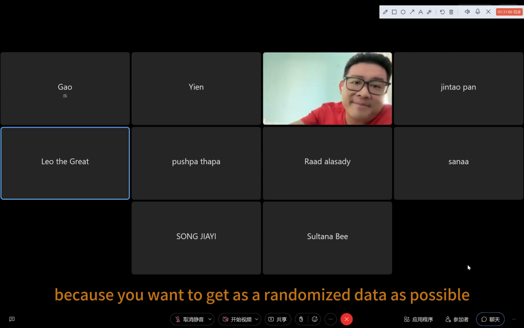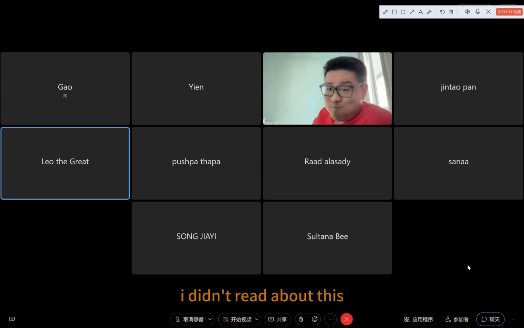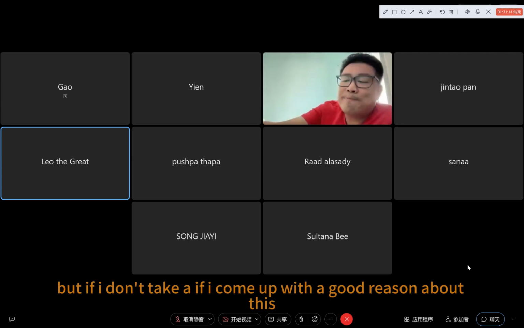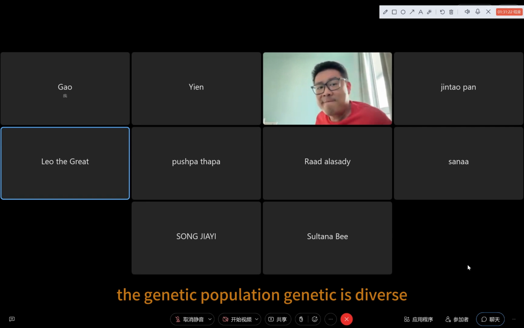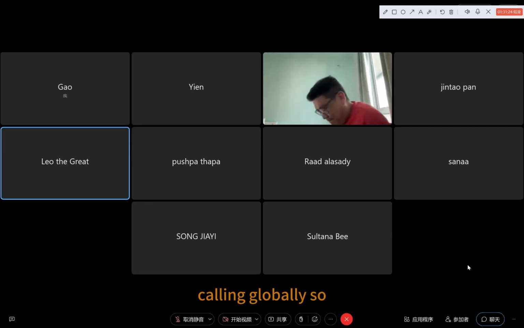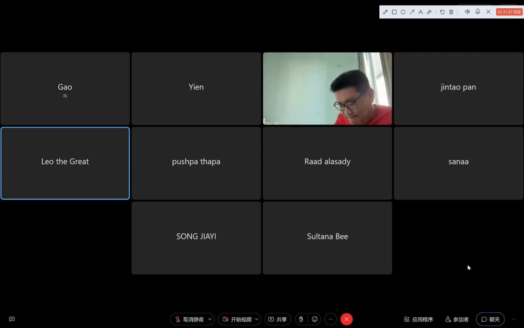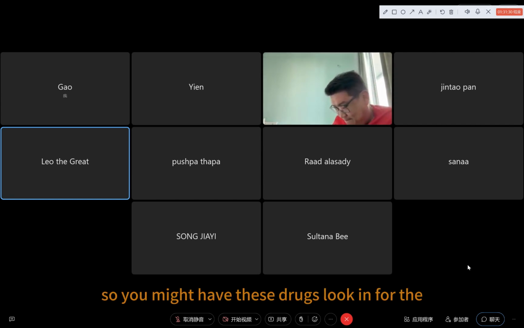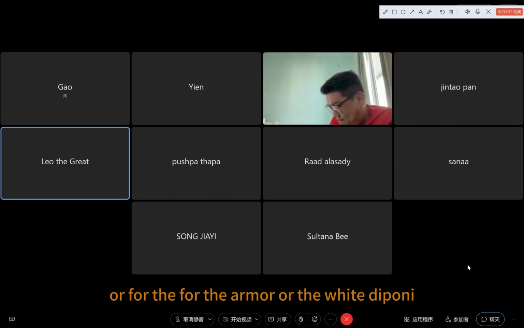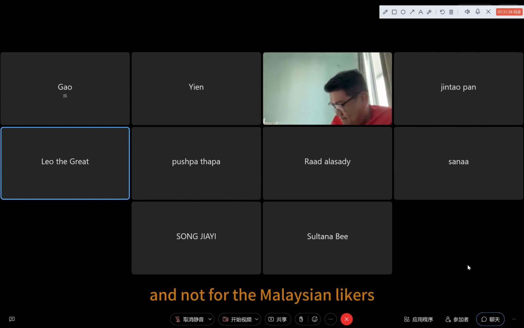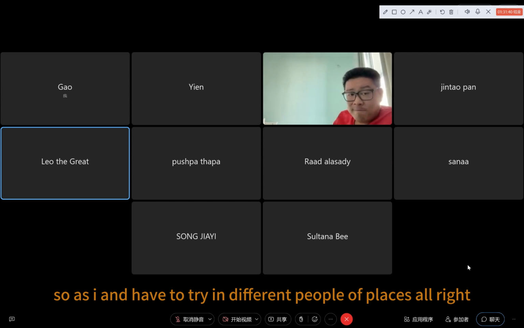Because you want to get as randomized data as possible. I didn't read about this, but if I want to come up with a good reason, it is because the population genetics is diverse globally. So you might have these drugs work for, let's say, the Caucasian or the white people only, and not for the Malaysian like us. So that's why you want to try in different people or places.